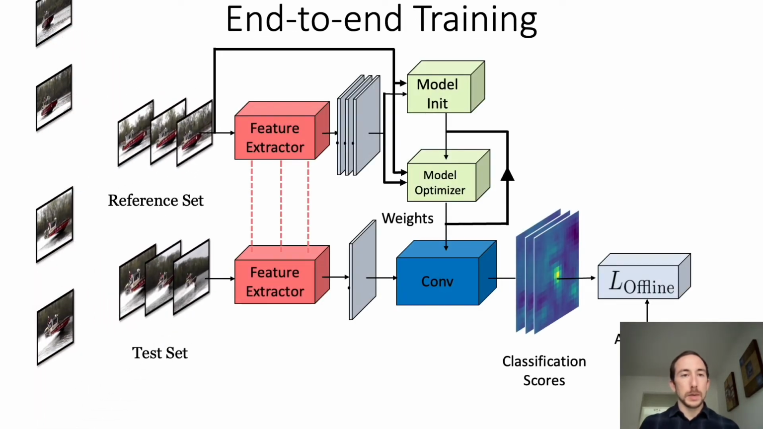Then we can perform end-to-end training of our full architecture. During training we sample a reference set and a test set, and these are just fed into our network as follows. And we apply a final loss on our predicted classification scores on the test set.